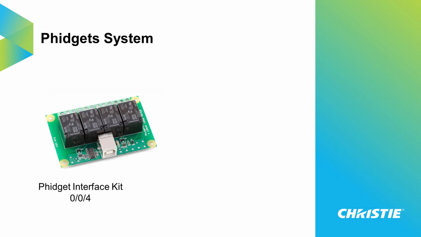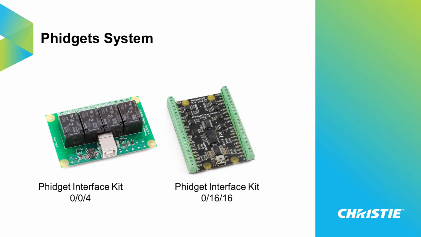In our demo system today, we're using a Phidget Interface Kit 004, which is a board holding 4 relay outputs, and a 01616, which is a board consisting of 16 digital inputs as well as 16 digital outputs.